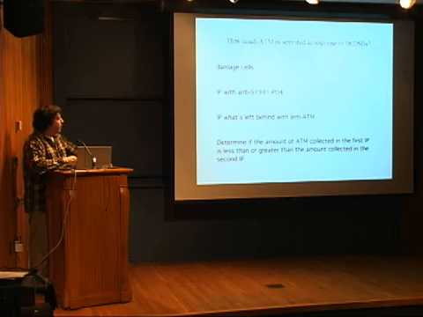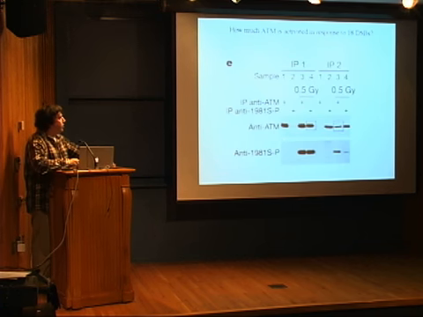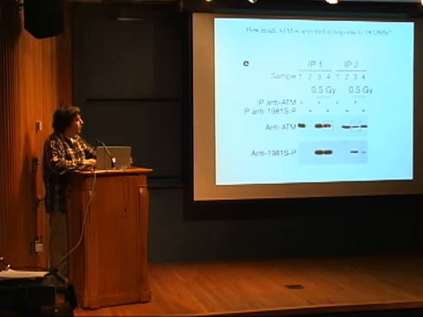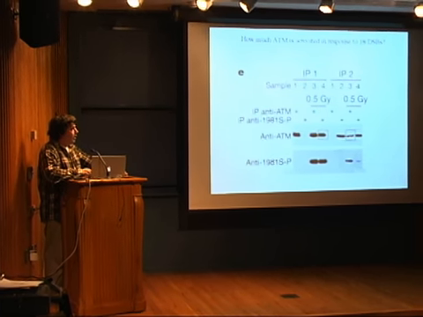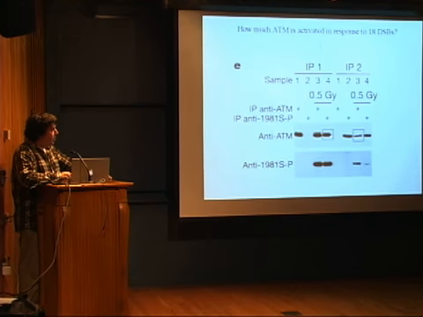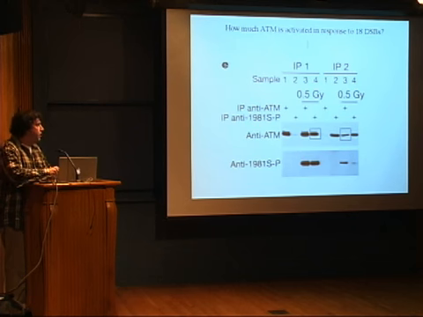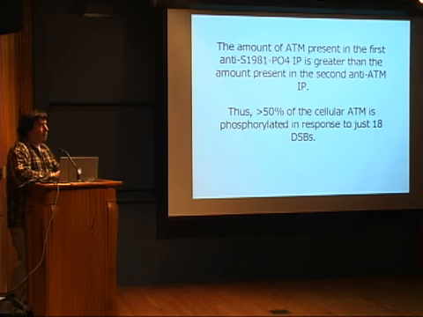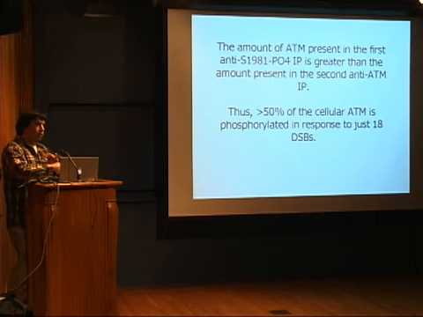Okay? And so then the question is, can you figure out how much was in the first IP relative to the second IP? And those results are shown here. This is the amounts by Western blot of material that was collected in the first immunoprecipitation. And as you can see, it's more than what was collected in the second precipitation. Okay? This band is bigger than this band. And one can do more quantification, but this picture alone reveals the fact that the amount of ATM that was activated in response to just 18 double-strand breaks is more than 50% of the total pool.